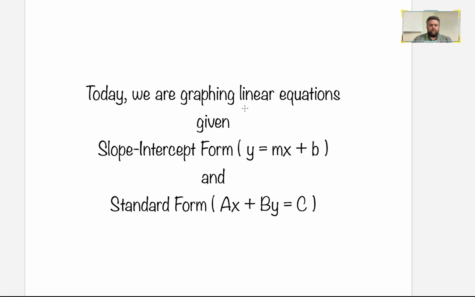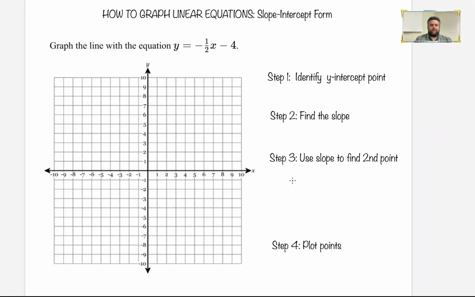Good afternoon. Today we are graphing linear equations given slope-intercept form, y equals mx plus b, and standard form, ax plus by equals c. So we'll jump into the very first graph here. We have how to graph linear equations given slope-intercept form. So we're going to graph the line with the equation y equals negative 1/2 x minus 4. So just recall that slope-intercept form is y equals mx plus b.